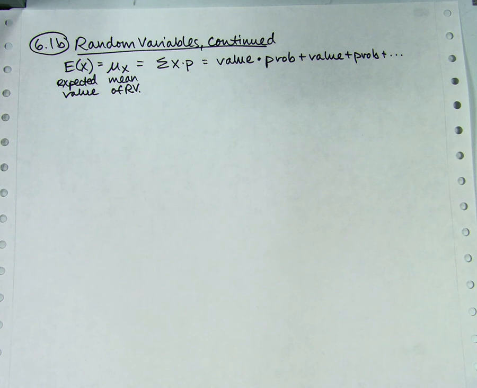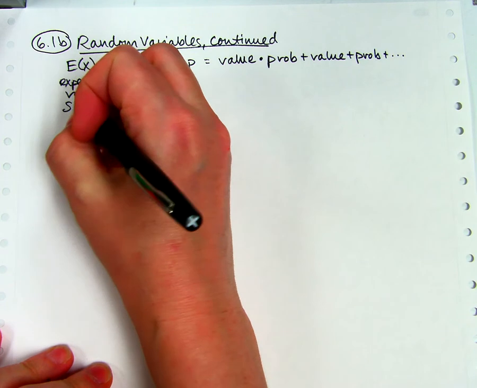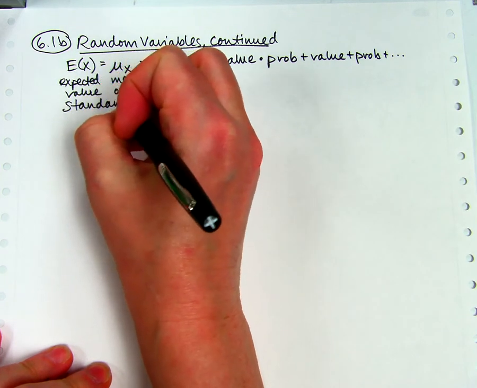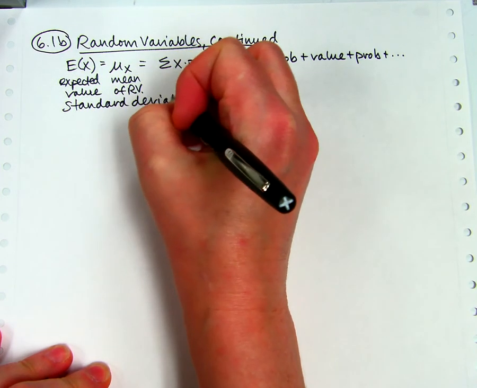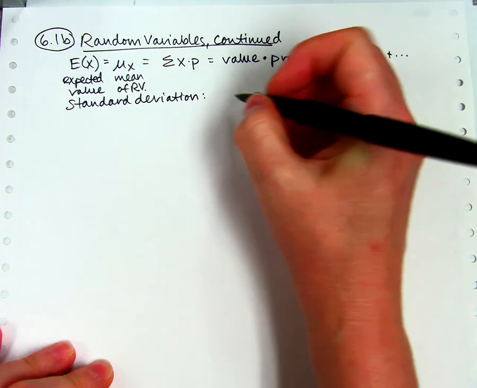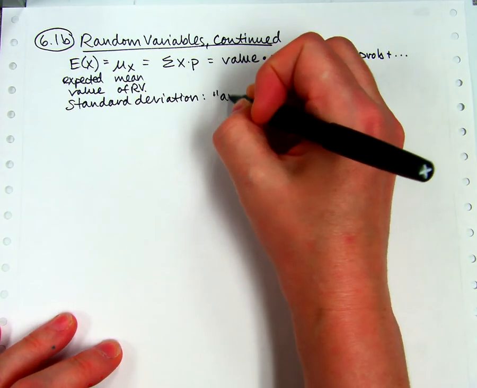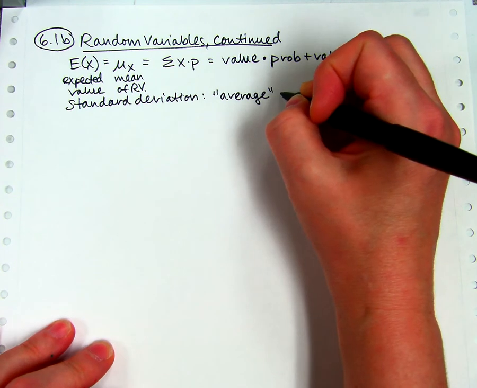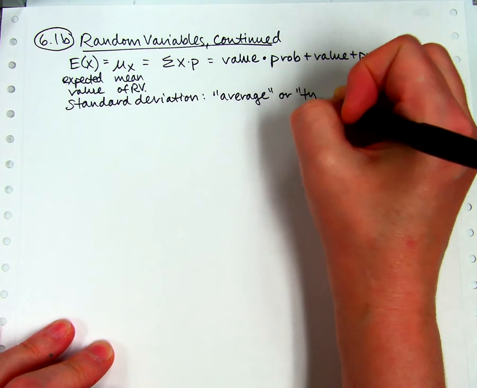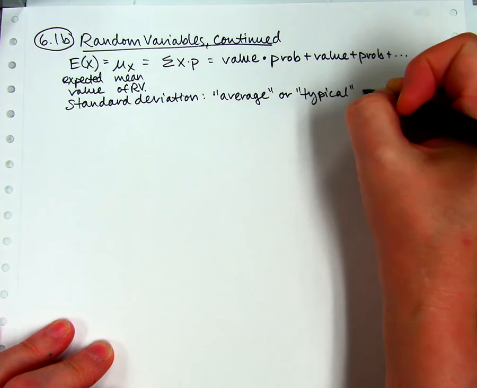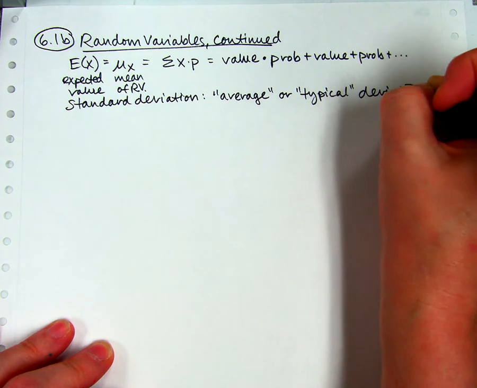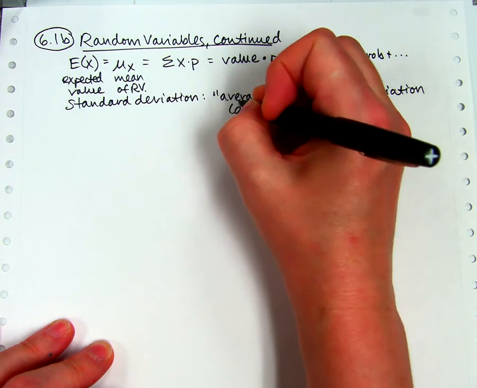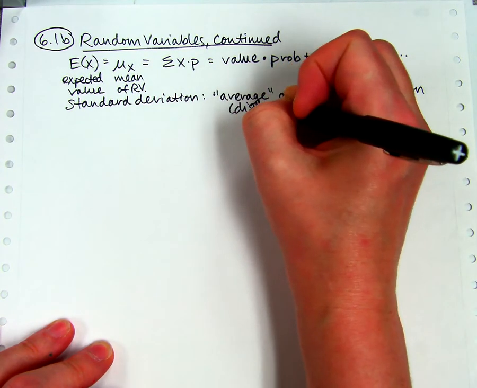And then today, you might have guessed what we're moving on to. We did the mean, and now let's do the measure of spread, which is standard deviation. And remember, the standard deviation is the average or typical deviation from the mean. Or distance from a particular value to the mean.